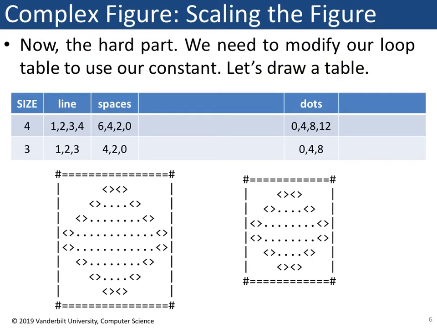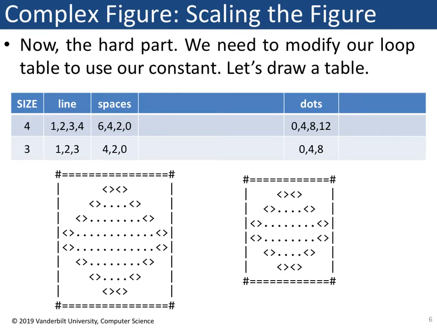Now the harder part. We're going to need to modify our loop in each of the sections of the top half so that we are able to generate the appropriate number of spaces and dots based on size. So for size 4, on line 1 we have 6 spaces and 0 dots. Line 2 we have 4 spaces and 4 dots. However, for a size 3 mirror on line 1, we would have 4 spaces and 0 dots. So we need to derive some formula for finding the number of spaces and dots given the variables line and size.